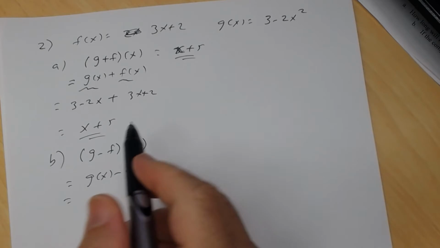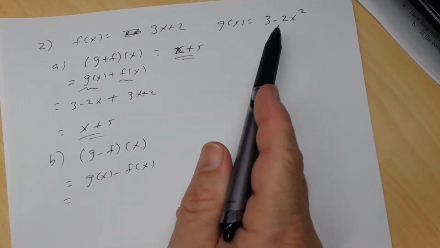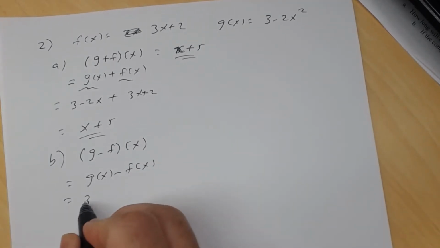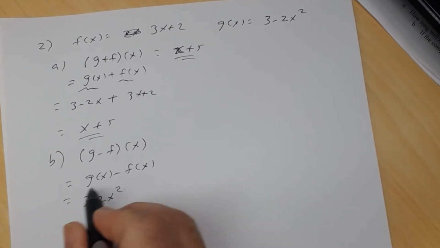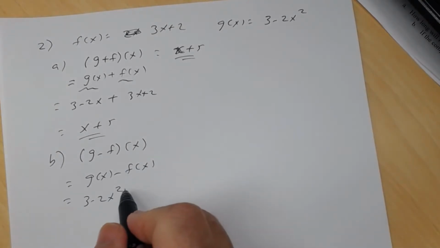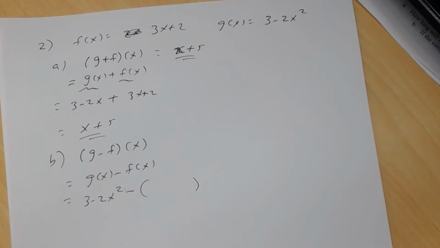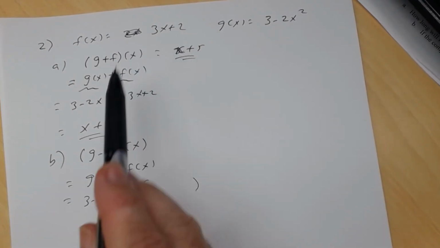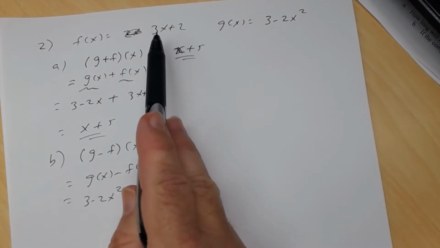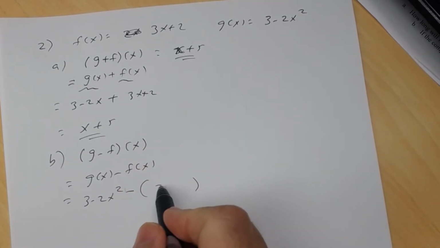So g of x is this right here. So that's this g function. So that's 3 minus 2x squared. I don't need parentheses there because when I remove it, I still get the same thing. But I do need parentheses here because I'm subtracting all of f of x. F of x is this binomial, so I'm subtracting a 3x. I'm also subtracting a 2. So you need to put that in parentheses.